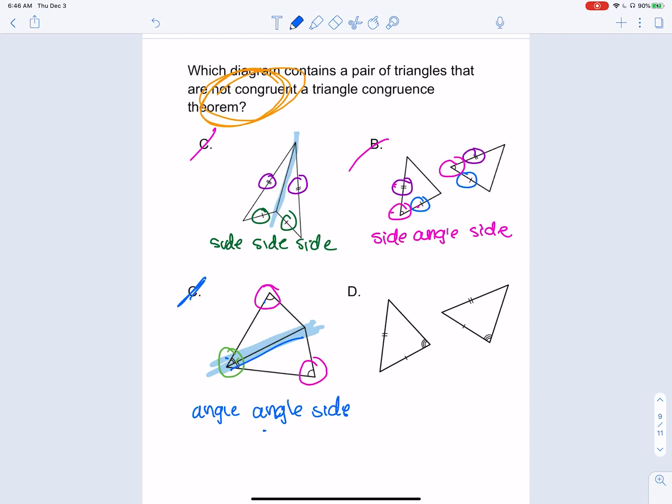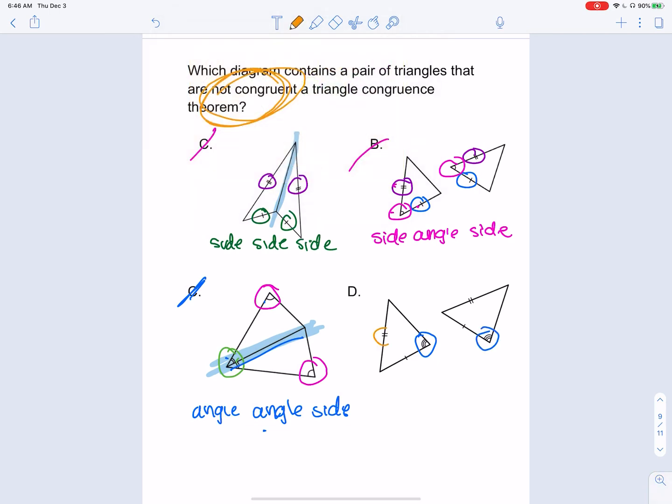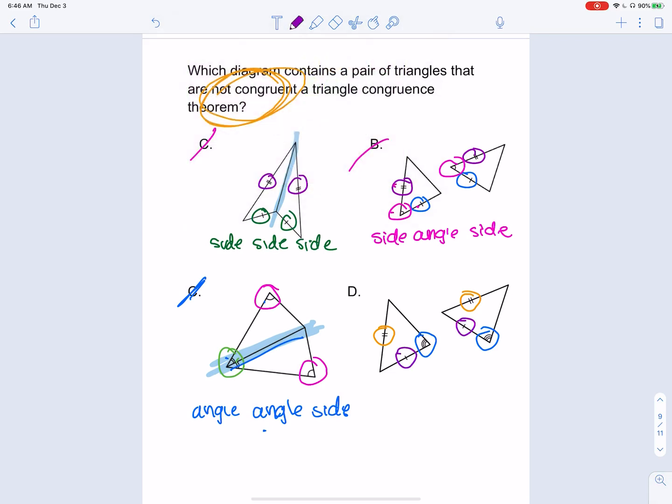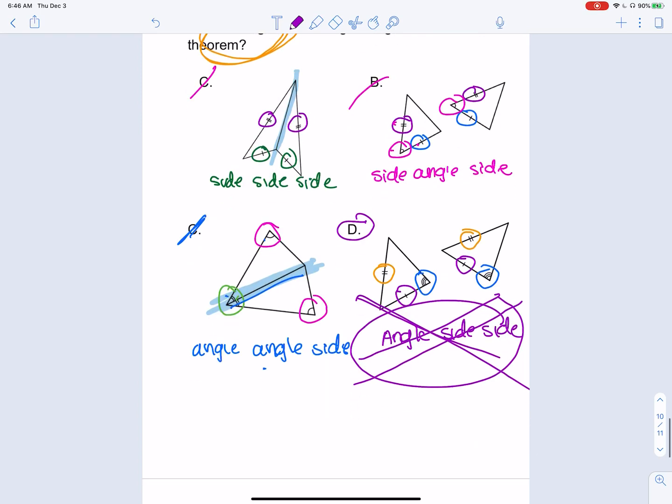But looking at D, you have this angle is the same, angle, angle. Then you have this angle is the same as this angle, and this angle is the same as this angle. Angle, side, side. Angle, side, side isn't a rule. That's not one of our rules. So we know it has to be D. This does not work. Angle, side, side is not a rule.